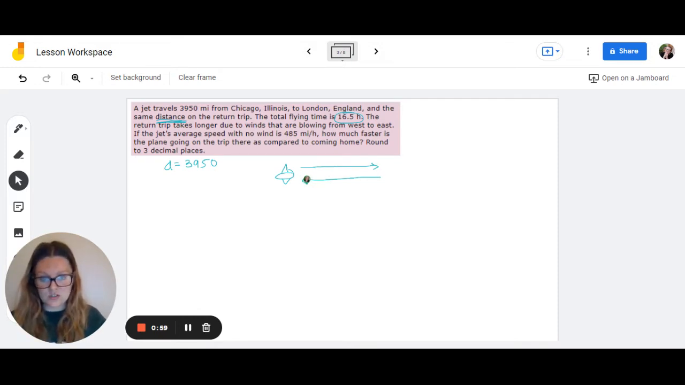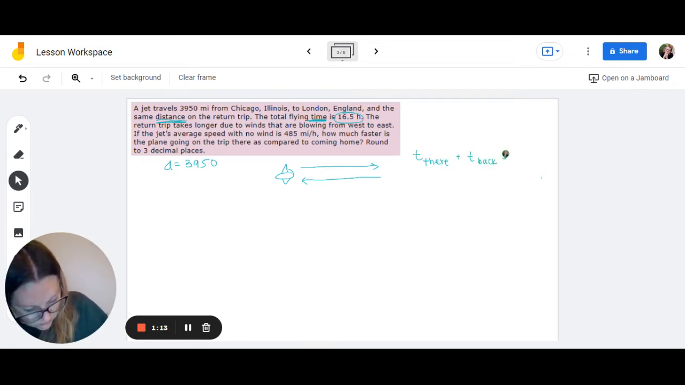If I want to write an equation and it told me the flying time, I'm going to say that the time it takes to go there plus the time it takes to go back is equal to the total time, and I'm going to input that 16.5. It doesn't say that they're going the same speed, so I can't set them equal. I'm going to add both of their times, however long that is, and they equal 16.5. And now it's telling me about some type of wind speed. It says on the return trip, it takes longer due to winds that are blowing from west to east.